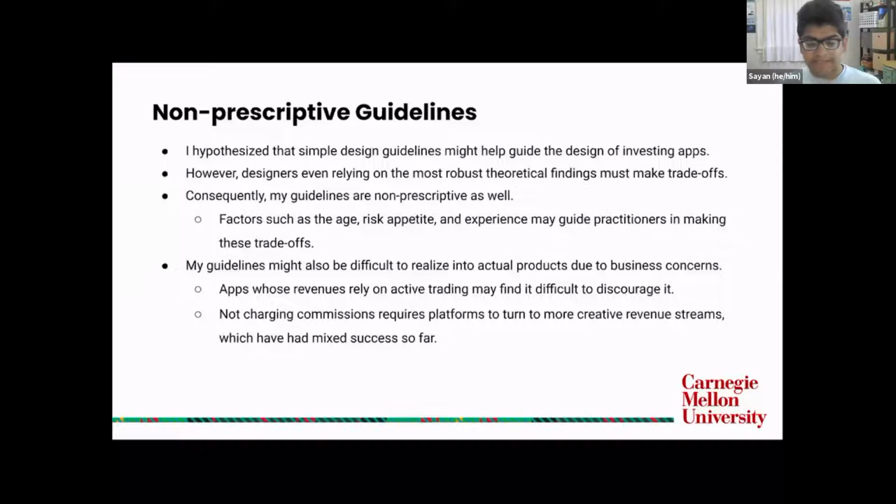I also recognize that my guidelines might be difficult to actually realize into real-life products due to practical business concerns. For instance, apps whose revenues rely on active trading may find it difficult to discourage such a practice. And also, not charging commissions requires platforms to turn to more creative revenue streams that have had limited success so far.